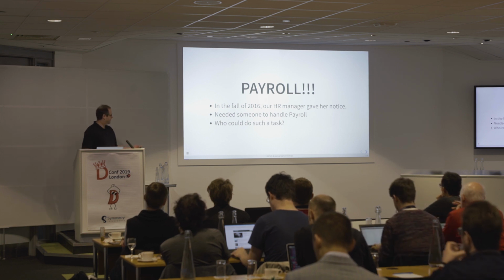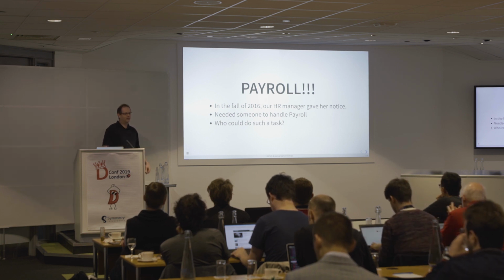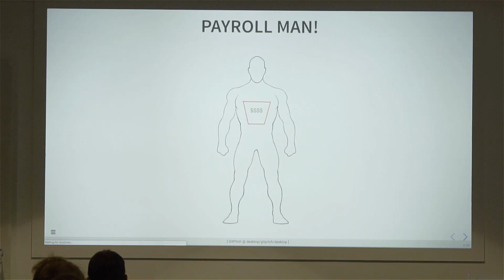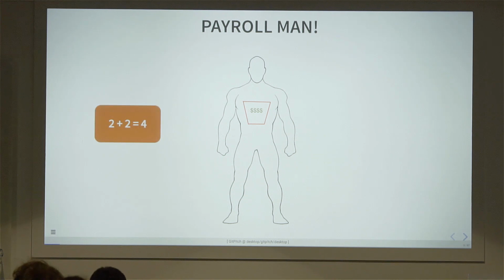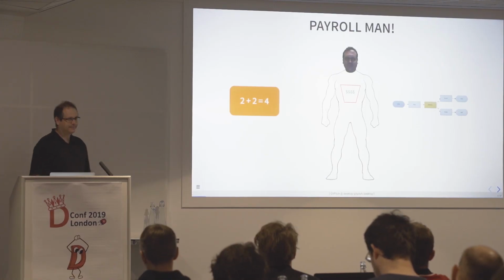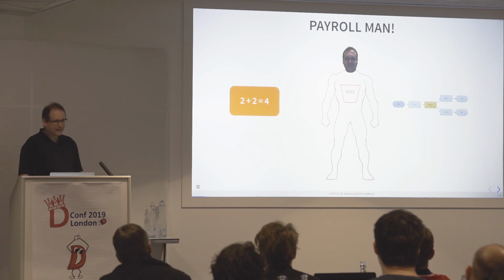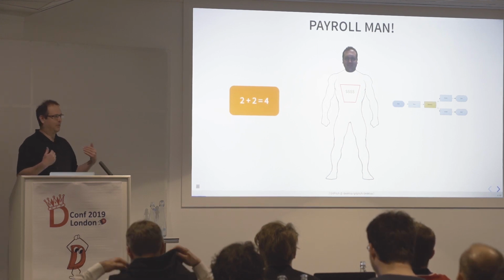So we had to find somebody to do this. But who could do such a task? Who could accomplish this task? That person was Payroll Man. Now, Payroll Man was very good at math. He understood processes. And he was quite the looker. Yes, friends, I'm Payroll Man.